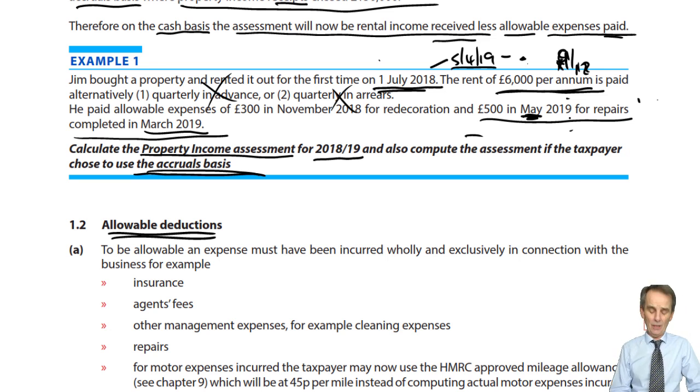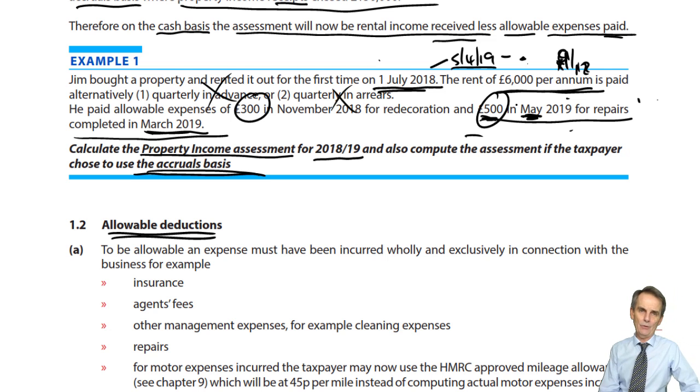So on the accruals basis, had we incurred the cost by the end of the tax year? Yes, we had. March 19, that's in the 18-19 tax year. So in fact, both the £300 and the £500 would have been incurred during the tax year and would be allowable deductions from your 9/12 of the annual rent, your 4,500. So we'd be deducting the 800 from that.